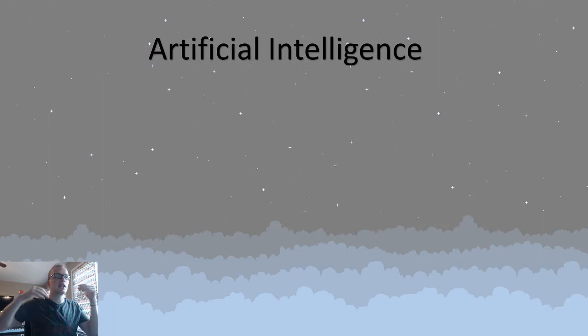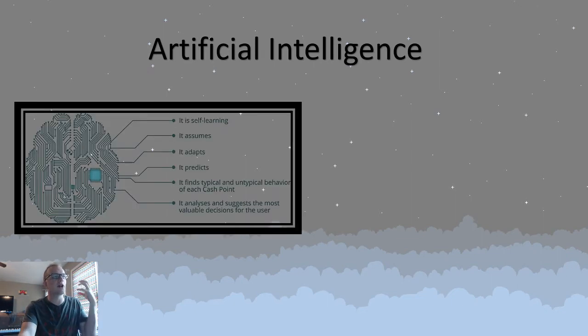So artificial intelligence is basically a brain built into the computer. So we talk about it's something that's self-learning. It's a computer or a computer player that's self-learning. It assumes things, it adapts, predicts, finds typical and untypical behavior of each cache point, or it analyzes and suggests most valuable decisions for the user. Okay, so it's an actual thinking computer. That's what an artificial intelligence is.